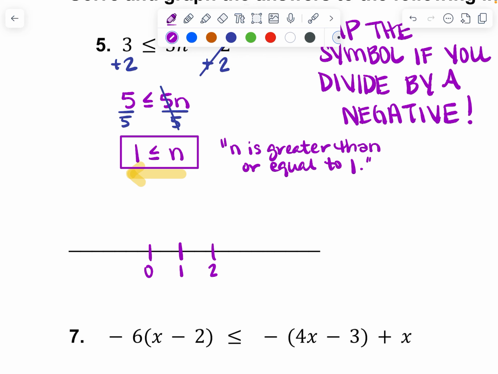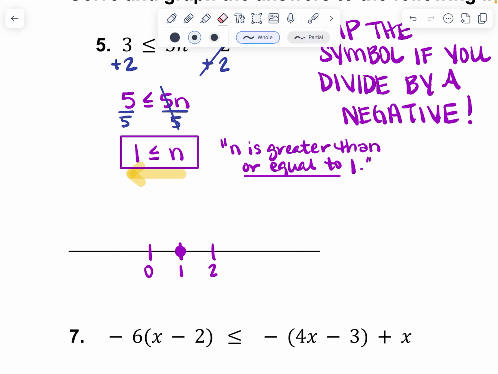And then the question is, is it an open circle or a solid circle? And that depends on whether you can actually equal 1. Can I actually land on the 1 and actually be equal to 1? And yes, I can, because right here it says or equal to. It's not just greater than 1, it's also or equal to. So we definitely need a solid dot on the 1 because we can equal 1.